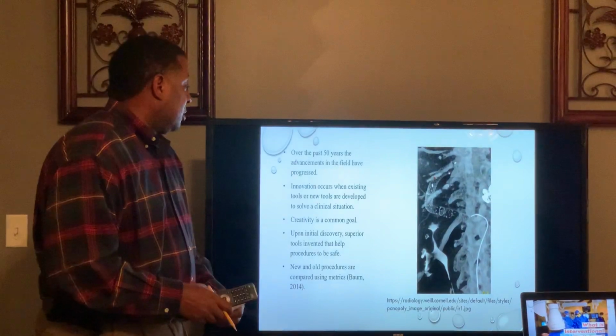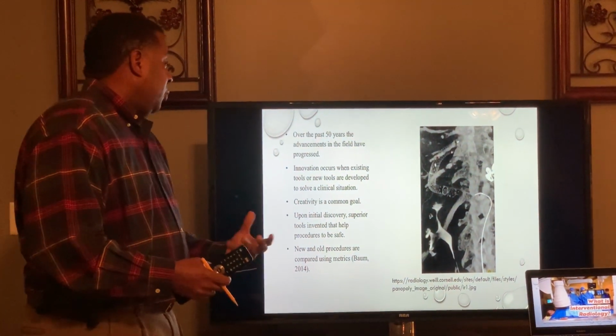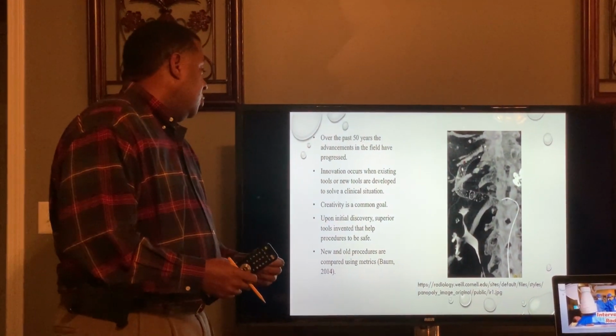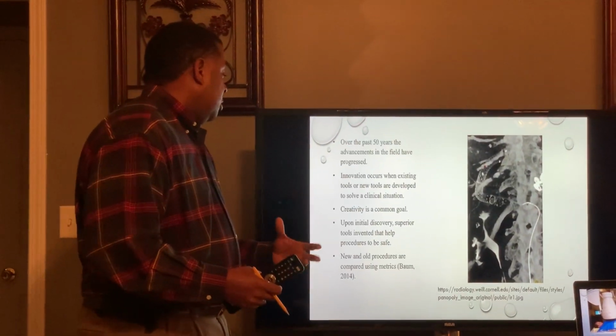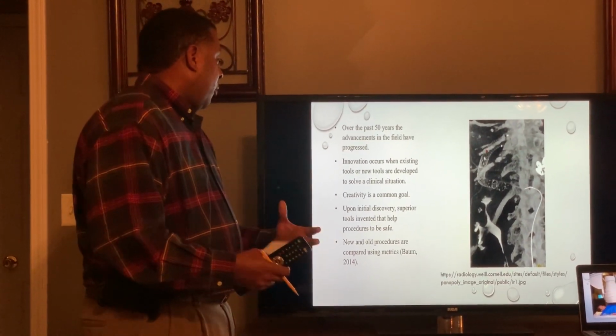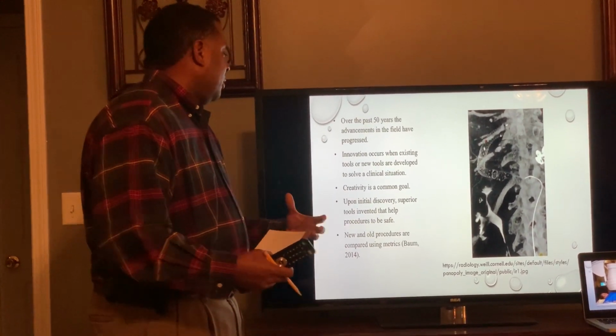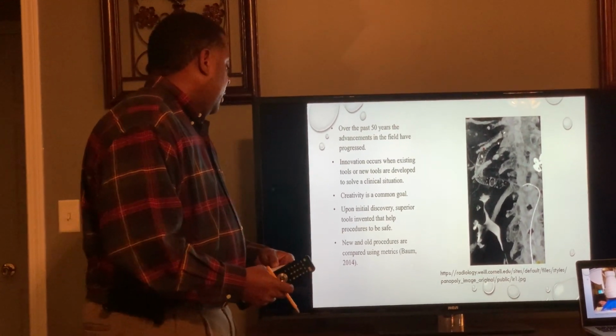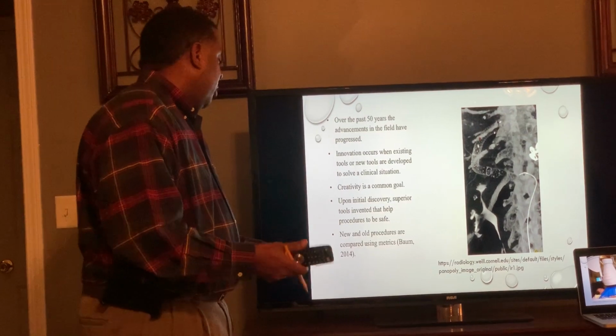And some more advancements over the past 50 years, the field has really progressed. You know, interventional tools, where existing tools or new tools are developed to help the clinical situation. And most of the doctors who were at the forefront of interventional are really creative. That's why creativity is a big goal with interventional. And new procedures now are much better than old procedures.